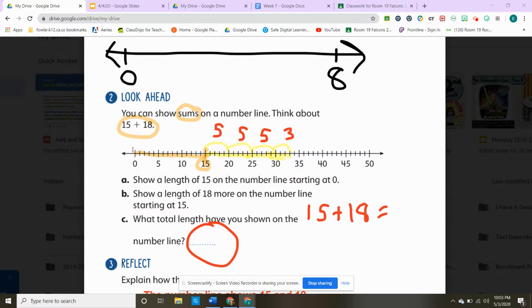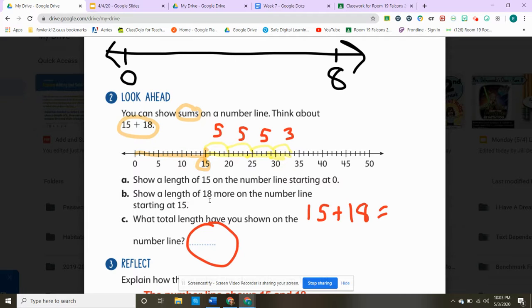You see Miss Yanez's orange? I started at 0 and I went to 15 and I stopped. So go ahead and get a crayon or a color pencil, and I want you to show a length of 15 on your number line with one color. Okay, now let's go to B.